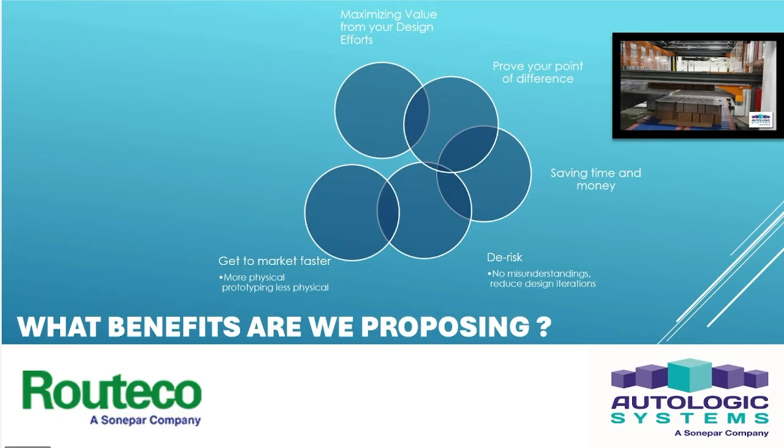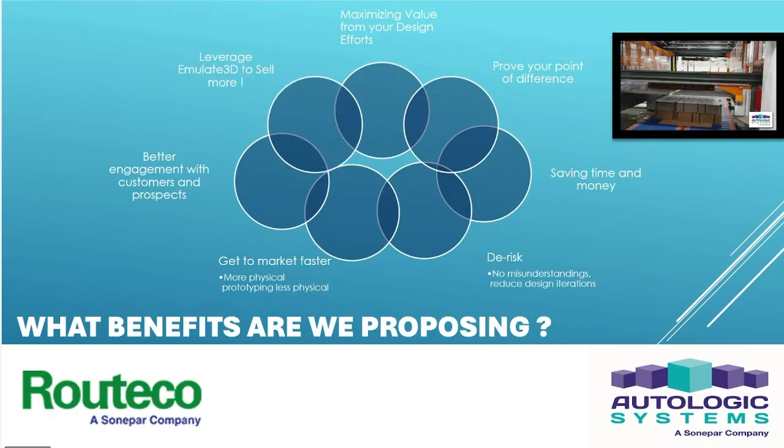We're doing less physical prototyping and more virtual prototyping. It can only lead to better engagement with your customers and prospects. If you were to score yourself out of 1 to 10 on how efficient you are in this space at sales time and design review, and you feel you're scoring a bit low, the opportunity is here to better engage, de-risk and save time. The overall message is leveraging your Emulate 3D digital twin to sell more. Better, more accurate engagement leads you to selling more.